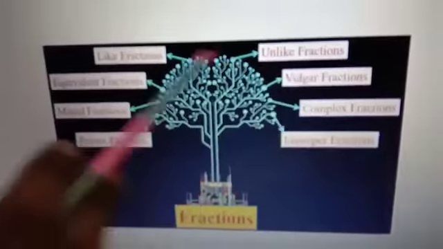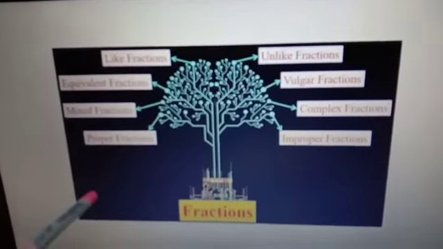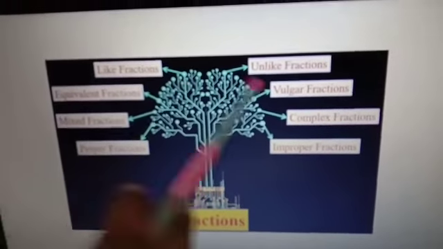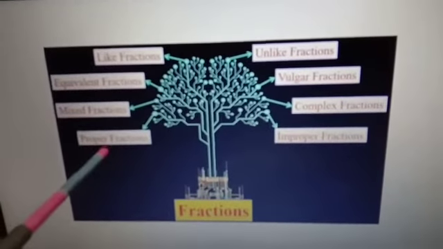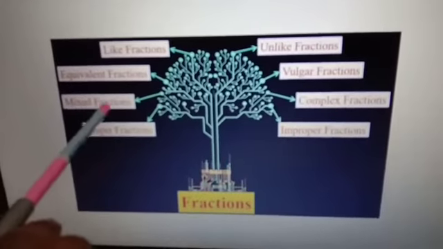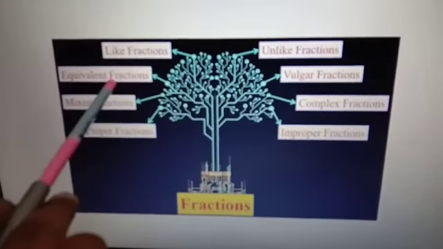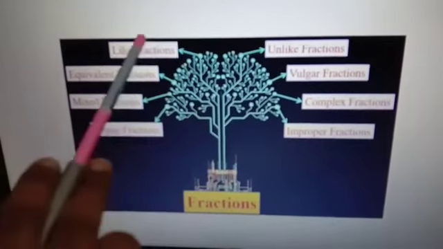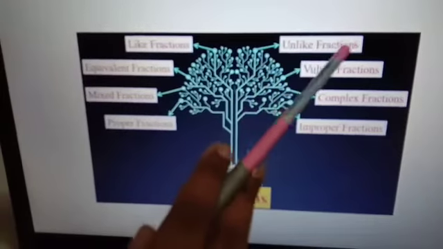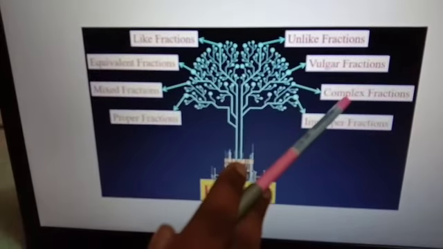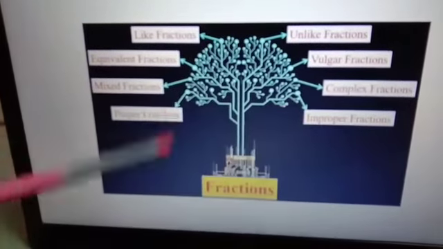Next we are going to see about types of fractions. What are the fractions we have? Proper fractions, improper fractions, mixed fractions, equivalent fractions, like fractions, unlike fractions, vulgar fractions and complex fractions.